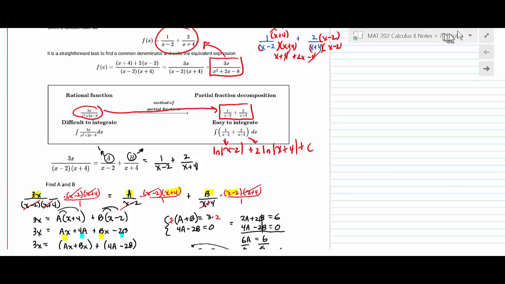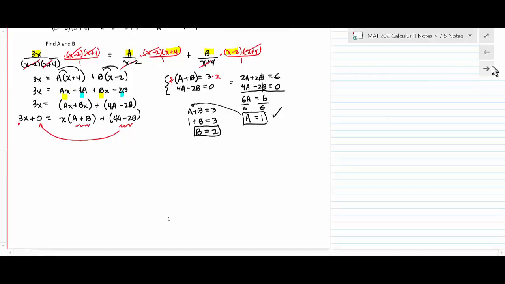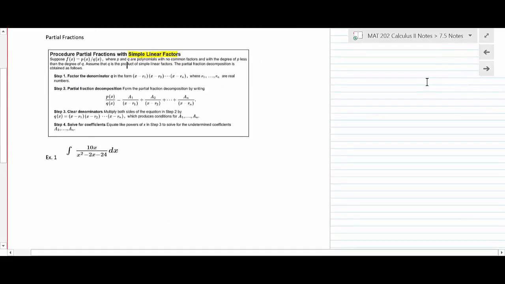If they repeat, then it's a little bit different situation. Okay, so what this is really saying is, and you can write this down as an example if you want to, if you had something like 1 over (x minus 2)(x plus 3)(x plus 4), I'm just making this up, then your partial fraction decomposition would be set up like this. You would say A over x minus 2 plus B over x plus 3 plus C over x plus 4.